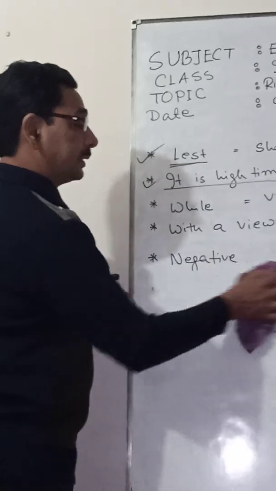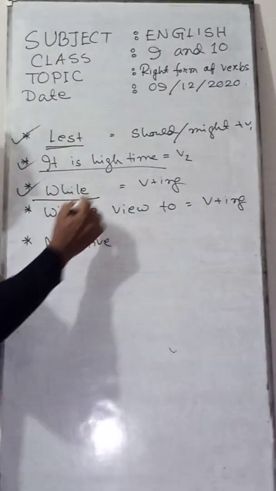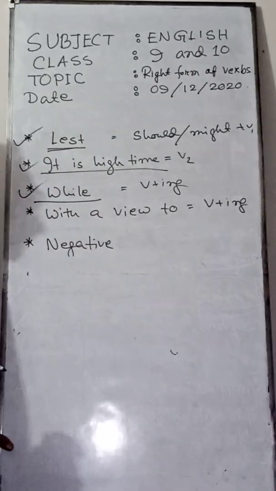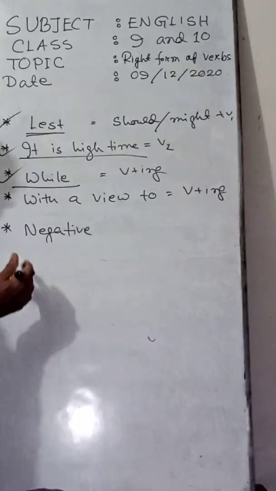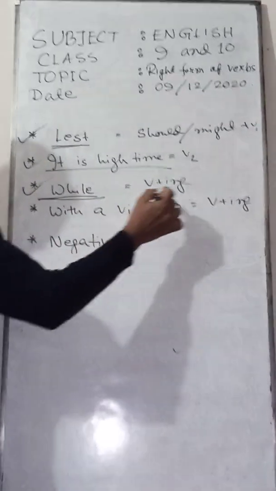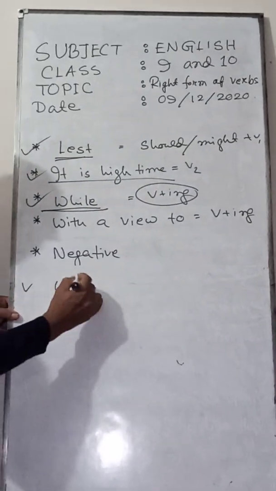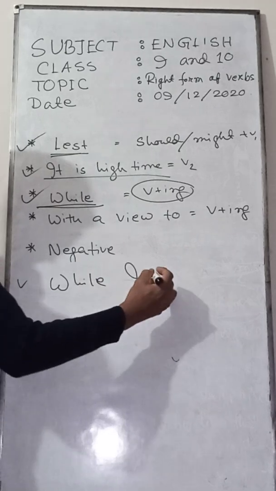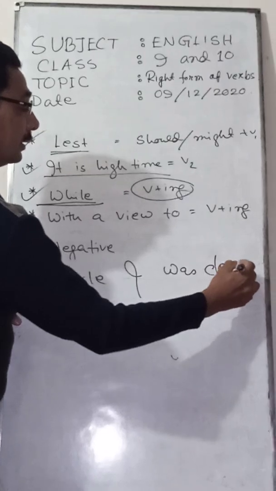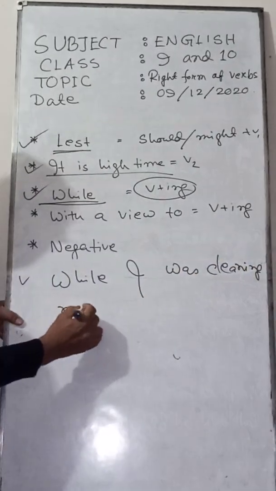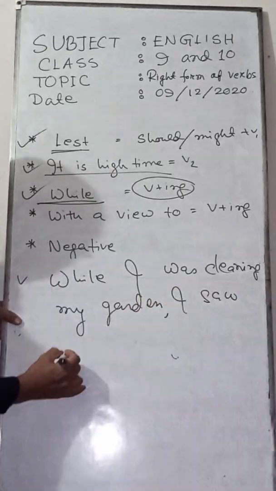Now I am going to discuss the third rule, while. While means time, and this is a sign of another rule. If you find a sentence with while, you have to write down V plus ing. For an example, while I was cleaning my garden, I saw a snake.